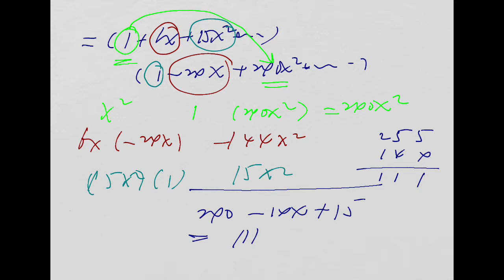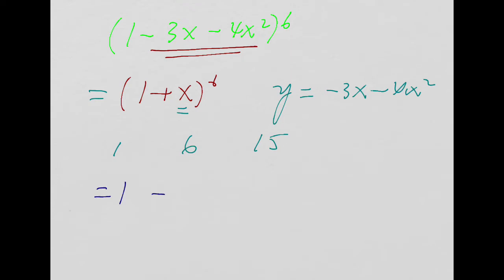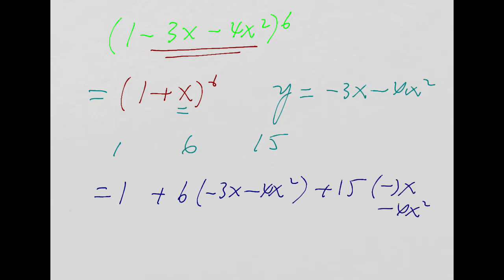All right. Second method, which is mentioned in the books: (1 - 3x - 4x^2)^6. You need to merge this into (1 + x)^6. If you don't like x, you can let it be y. Okay, so what you need to do is use 1, 6, 15 for the coefficients. So you just sub it in: 1 plus 6 times (-3x - 4x^2) plus 15 times (-3x - 4x^2) squared. This is the preferred way because it will be simpler for you to do.